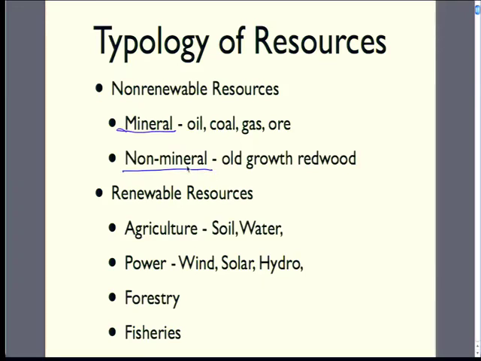There's some non-mineral, like non-rocks and oil, resources, and this textbook will motivate this one of the old growth redwood, where it's just something where there's a stock of it when we came into our industrial capacity to harvest things, and we're going to use it up over some time path.